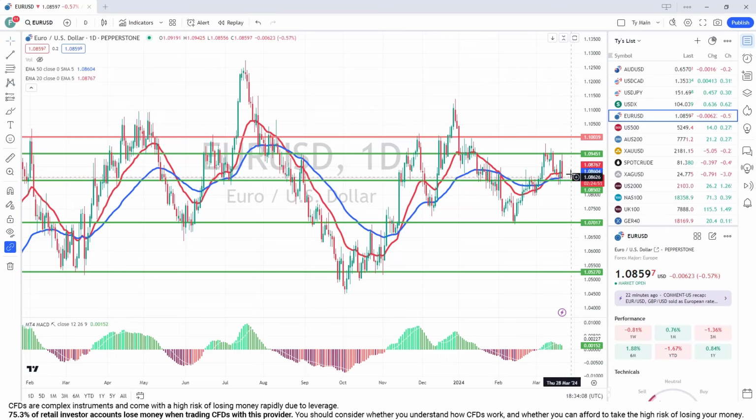So look for a series of lower highs and lower lows if we get a break below the 108.50. But if it turns around and we get a series of higher highs and higher lows and it's trading above the 20 moving average again at that point and starts to trend up on the smaller time frames, the logical target's going to be that 109.50 again. So pretty straightforward trading on the euro.